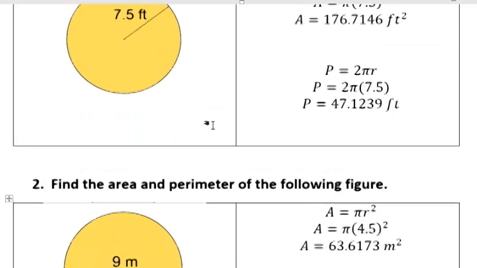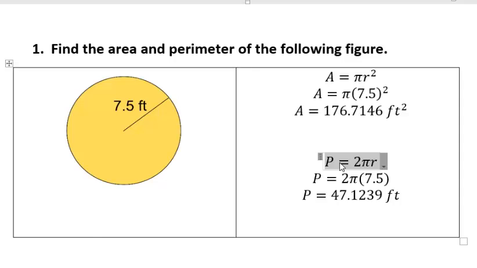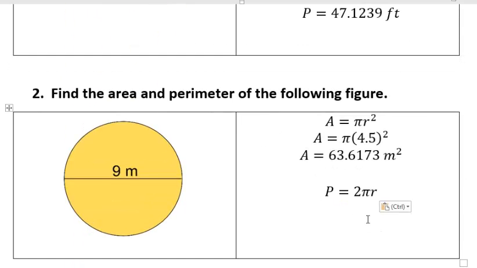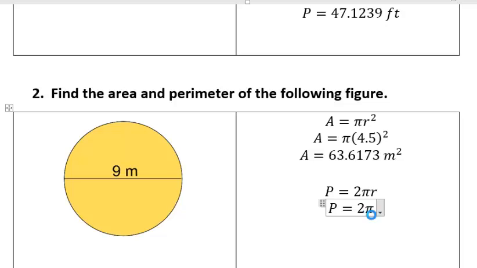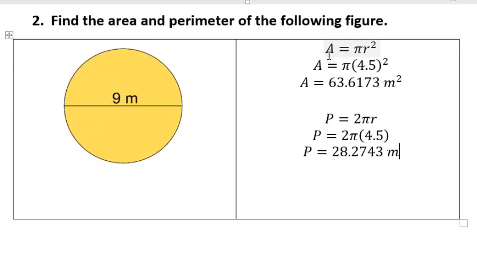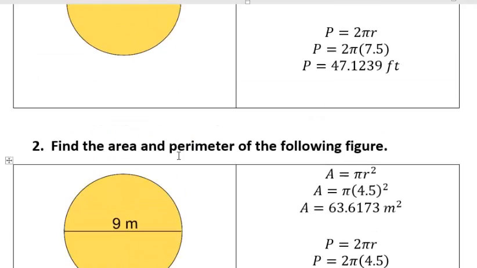Next thing, find the perimeter. Perimeter formula for a circle is 2 pi r. So I put 2 pi r, and instead of r, I'm going to put 4.5. That's the radius, okay? Now 2 pi r times 4.5 is going to give me 28. Specifically, 28.2743. In this case, I'm not going to round because the next number is 3, so it will stay that way. Okay, so I already found area and perimeter for this circle.